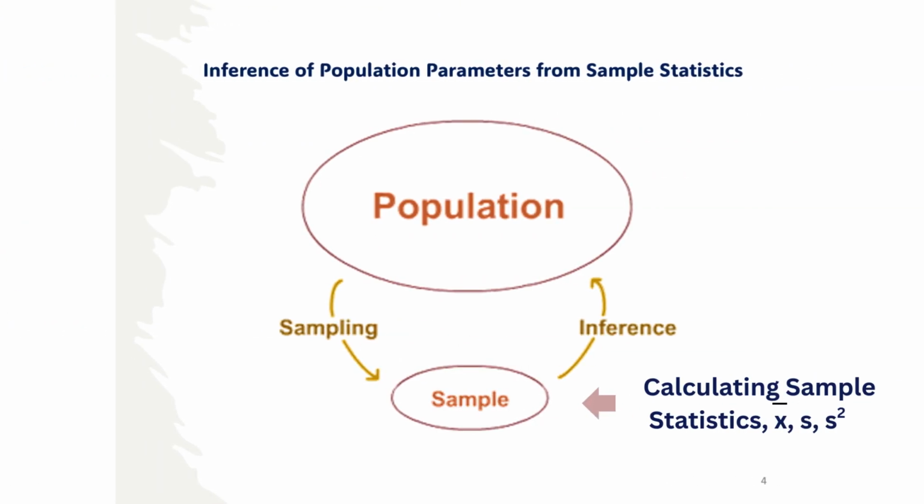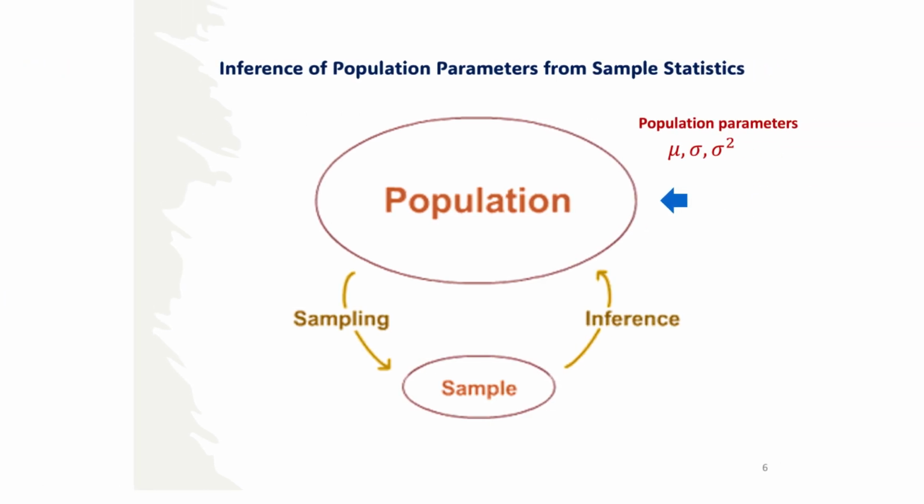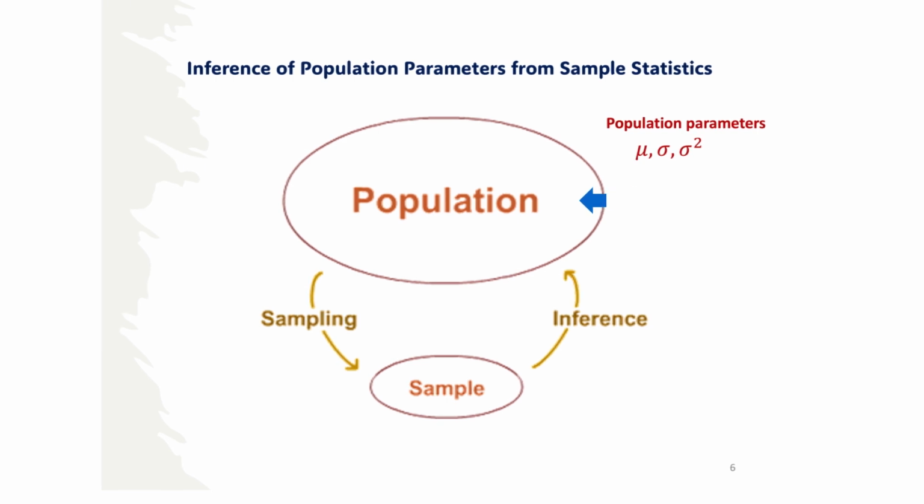2. Calculating sample statistics. From the sample, we calculate statistics like x bar, the sample mean, s, the sample standard deviation, and s squared, the sample variance. These serve as estimates for the unknown population values: mu, the population mean, sigma, the population standard deviation, and sigma squared, the population variance.